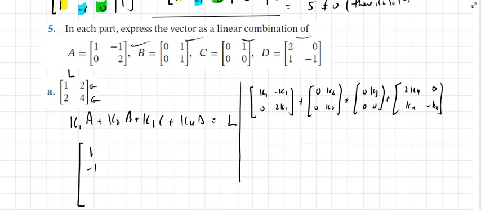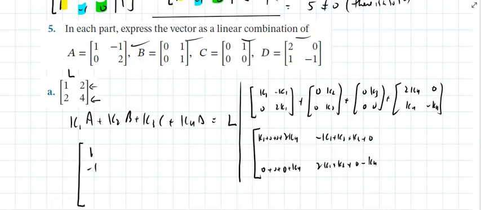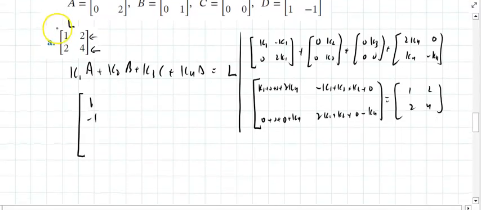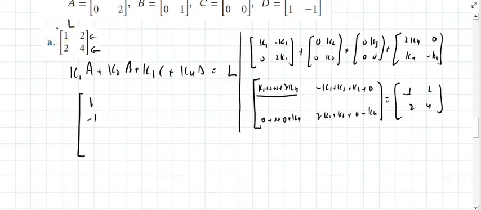If I add those, don't you add component to component? Isn't that K1 plus 0 plus 0 plus 2K4? Wouldn't this be negative K1 plus K2 plus K3 plus 0? Wouldn't that be 0 plus 0 plus 0 plus K4? And wouldn't that be 2K sub 1 plus K sub 2 plus 0 minus K sub 4? And you're going to set those equal to 1, 2, 2, 4. Which would mean I want those to equal a 1, and those to equal a 2.